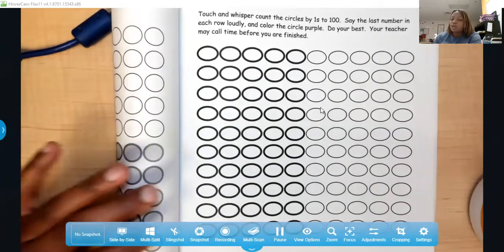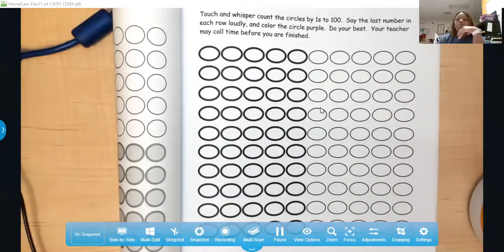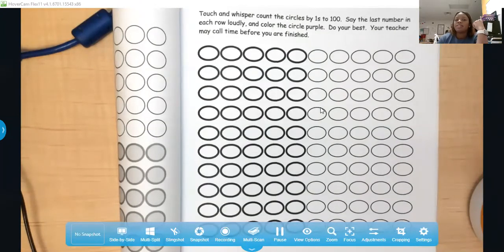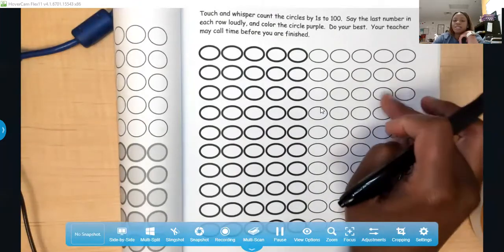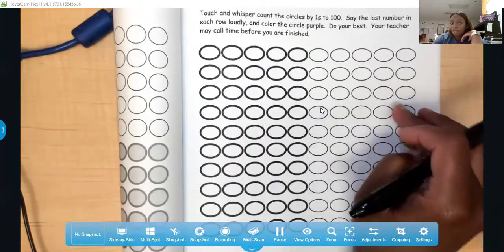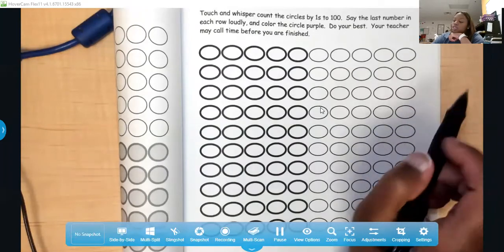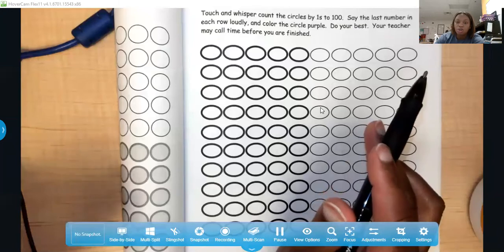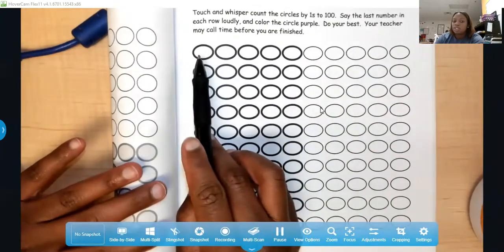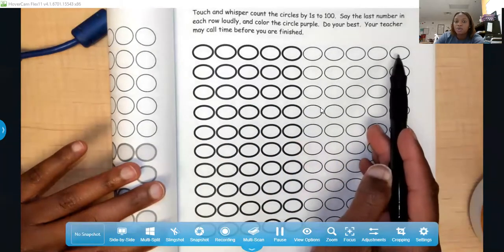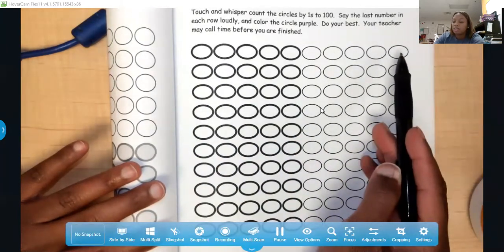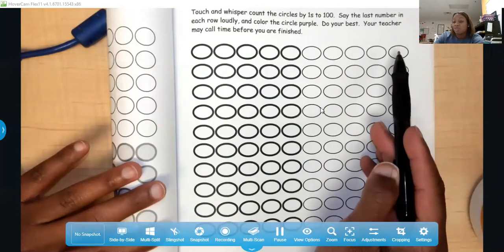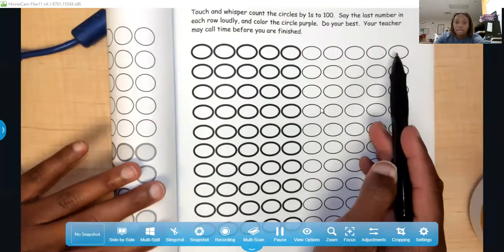And your parent or whoever's doing this with you is going to give you the time of how long you have. But something I want to point out is this is something similar to our snack chart we had for the 100th day of school. So I don't want you to get all panicked because you see so many circles and you don't know where to start. If you want to start here, which is where we always start, when you get here and you have to say the number out loud, you could even write it if you know how, just so you don't lose your place or forget.